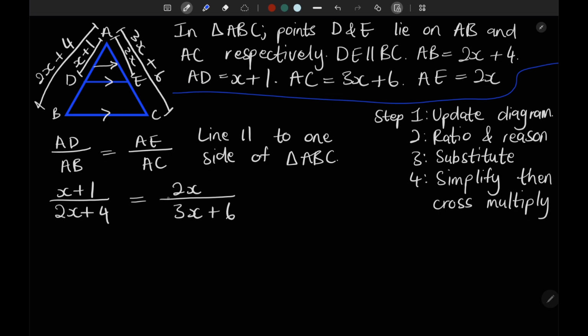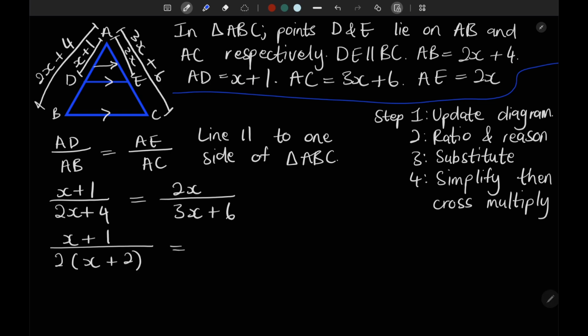So to simplify this, we'd factorize our denominators because there isn't much that we can do in the numerators. So let's rewrite this as x plus 1 over, you have 2x plus 4. We should factorize this. Take out 2, open a bracket, you're left with x plus 2. Now, if you need to revise factorization, the link to the playlist will be in the description. Factorization was introduced in grade 9, and I've covered different ways in which you'll be expected to factorize.